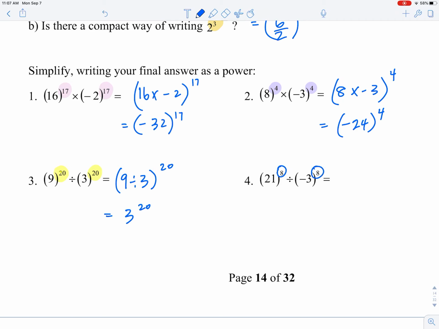The exponents match, so it's going to be 21 divided by negative 3 all to the 8. So that gives us negative 7, still inside brackets, all to the 8.